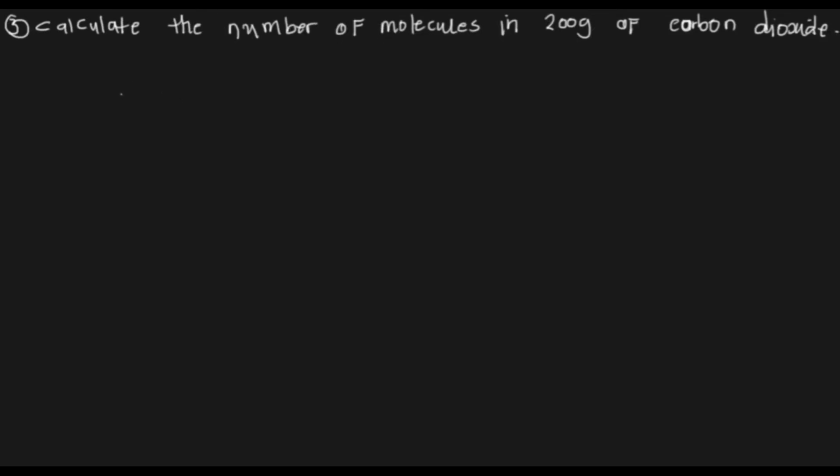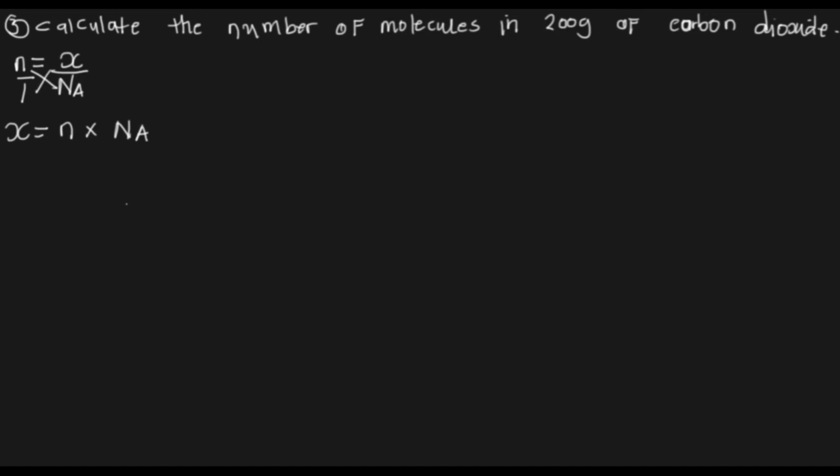We have the third example, calculate the number of molecules. Here we are calculating the number of molecules in 200 grams of carbon dioxide. So let's look at the formula for number of molecules. The number of moles is equal to X divided by the Avogadro's constant, where X represents the number of molecules, atoms or ions, depending on the need of the question. Over 1, we cross multiply so that we can make X the subject of the formula. So X is equal to the number of moles multiplied by the Avogadro's constant.